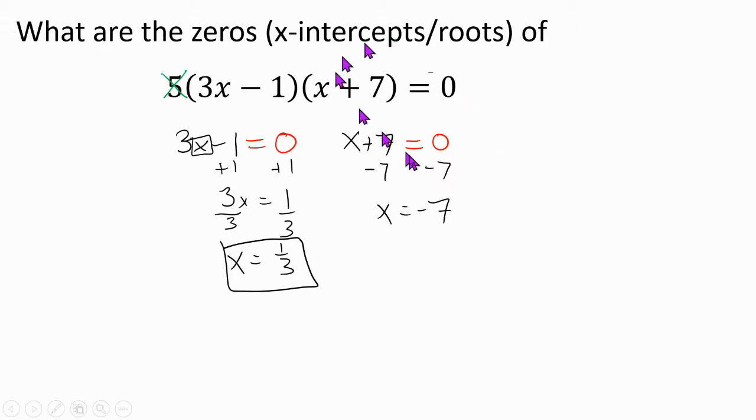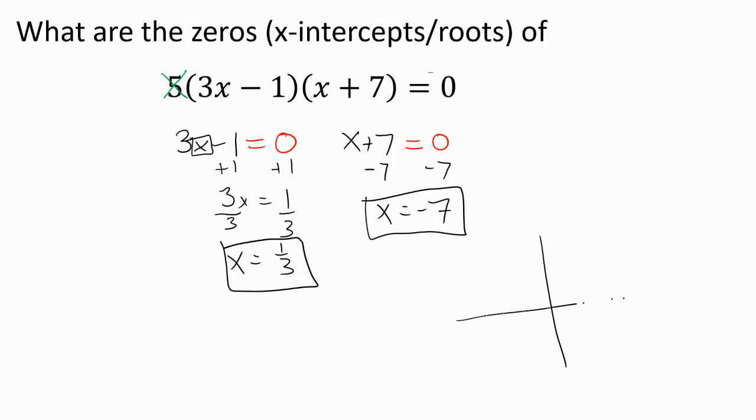The whole point of that is to ask what would we plug into here that would cause this whole thing to be 0? If you plugged in -7, -7 plus 7 is 0. 0 times anything would cause this whole thing to be 0. Hence why we call it the zeros. And so that is where, if we were to graph this, it would cross the x-axis. So it would cross it at 1/3, which is about right there if this was 1, and at -7. 1, 2, 3, 4, 5, 6, 7. And so that is also why we call it the x-intercept.